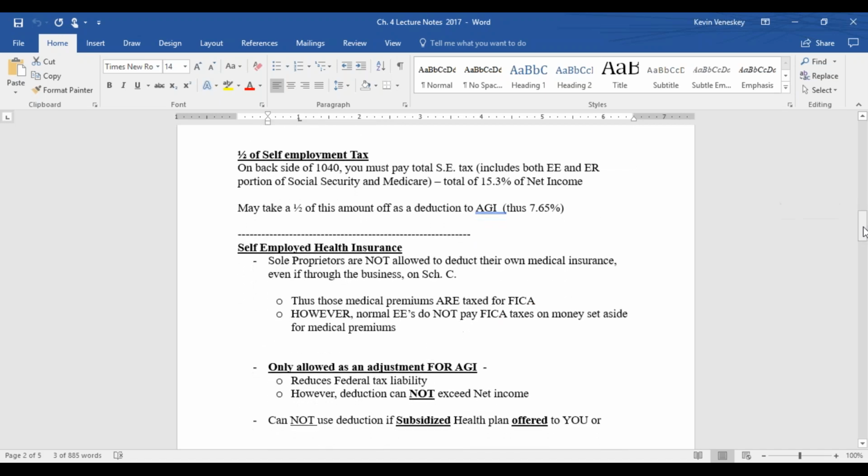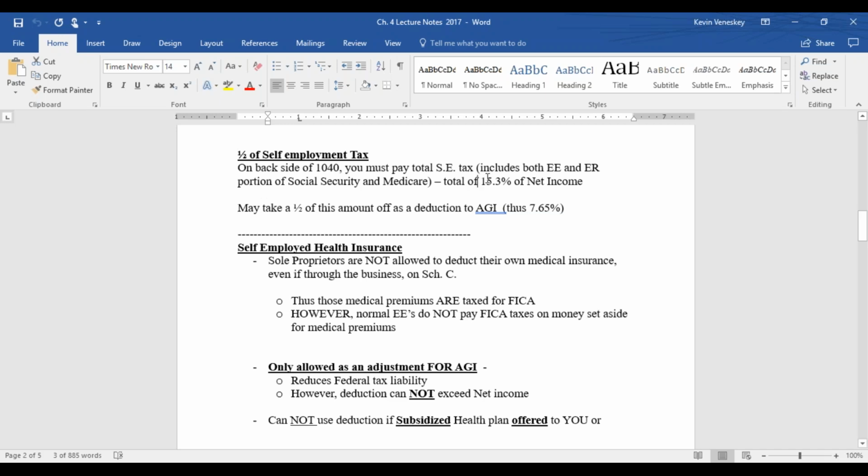All right, so we'll move on here to half of self-employment tax. The reason they give you this is when you are self-employed on your Schedule C, and we're going to look at this in the second half of the semester, you have to pay tax on your total net income. You have to pay this self-employment tax, which is your Social Security and Medicare. Now, if you just had to pay your part, there would be no problem. But you also have to pay the employer part, which as an employee you never see. But if you are your own business, you are the employee and the employer.